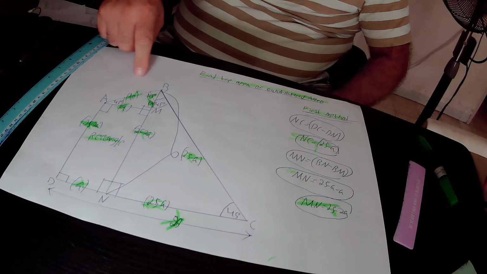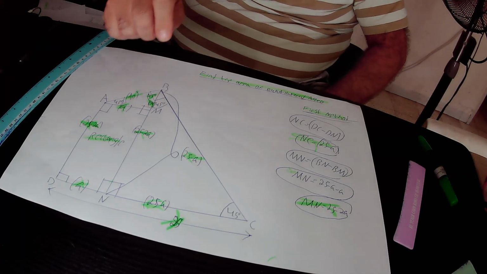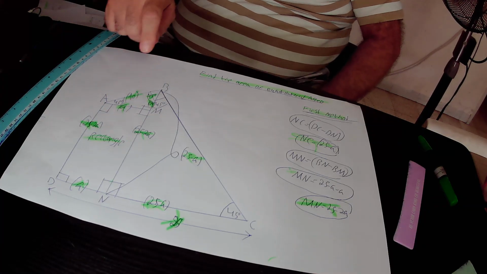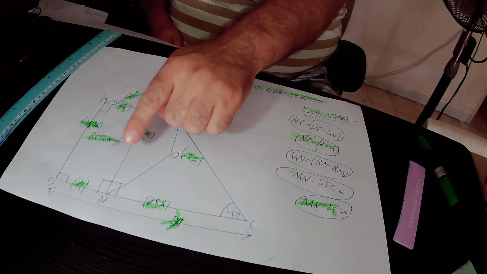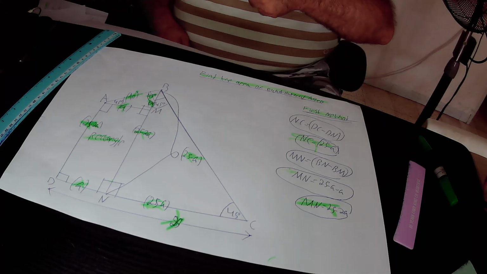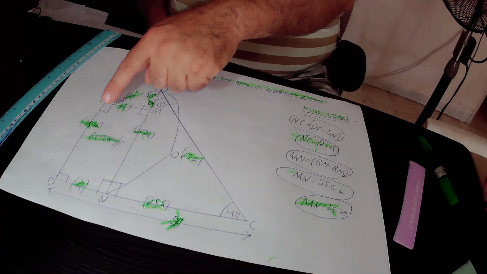This is quadrangle ABND. Quadrangle ABND is a trapezoid. Why is quadrangle ABND a trapezoid? First of all, we'll focus on this rectangle AMND. We know that the opposite sides of a rectangle are parallel to each other. So in rectangle AMND, side MN is parallel to the opposite side AD.